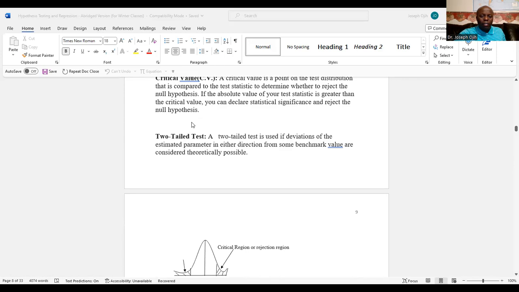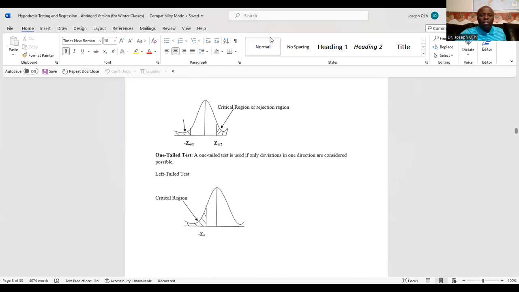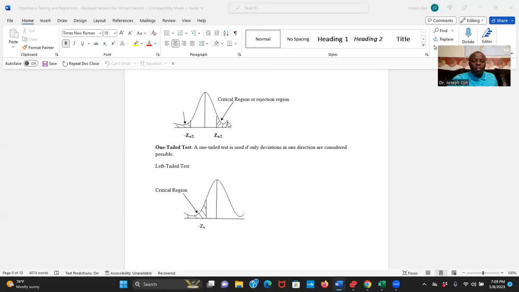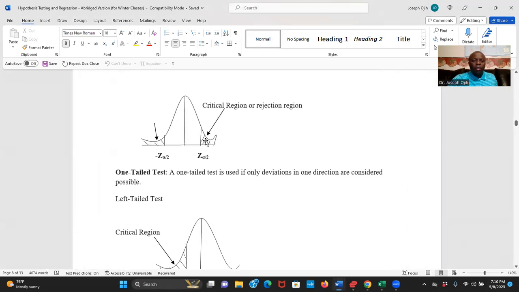Now we have two-tailed tests. A two-tailed test is used if the deviation of the estimated parameter is in either direction. Like here, you can see the diagram here. So this is the critical region. You can see the critical region right here. If your answer falls in this region on the right side, you reject. If you fall here, you reject. But if you fall here, this is the acceptance region. If you fall here, don't reject.